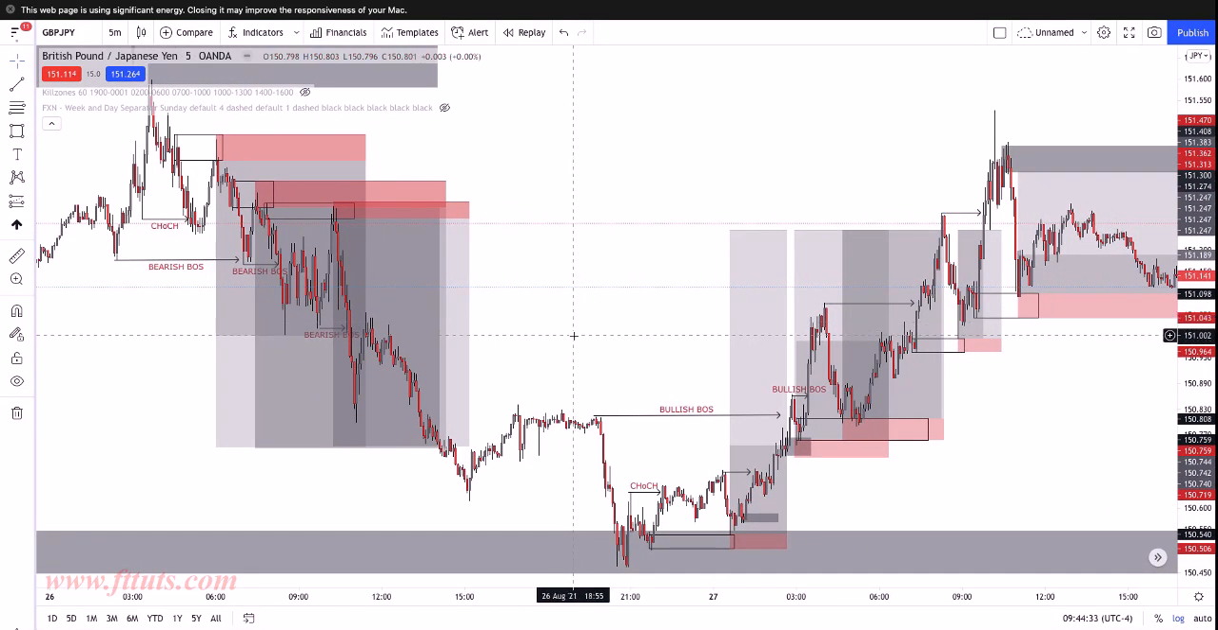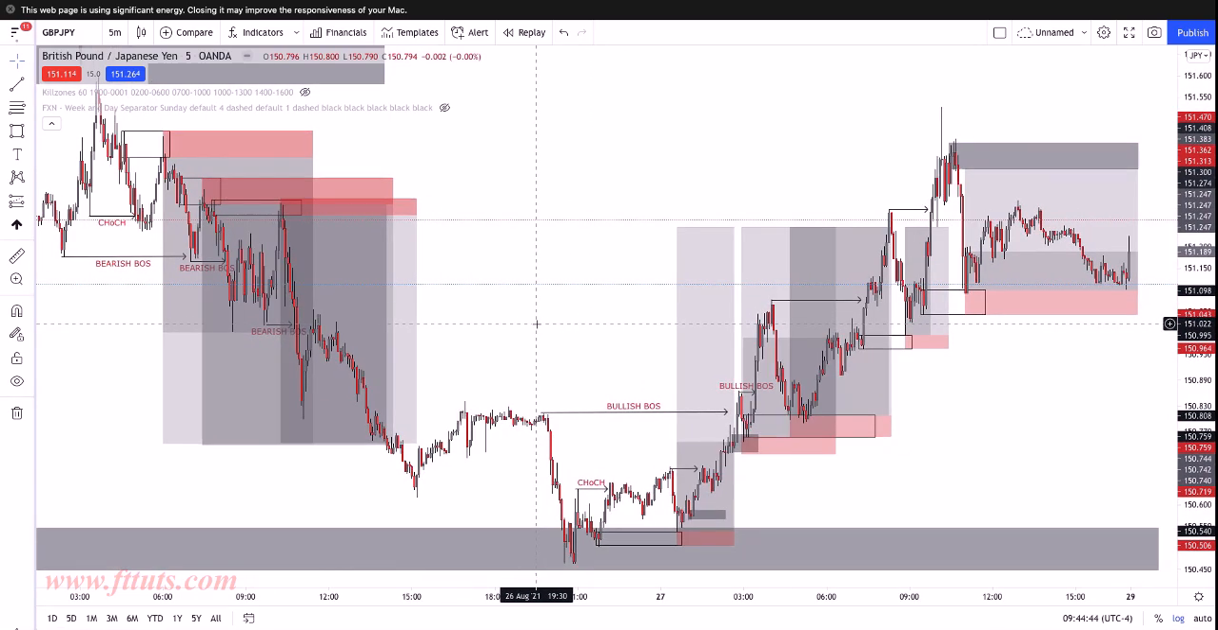You wait for that reaction on the lower time frame. Okay, wait for that change of character. Mark out your new zone. And then you'll go long or short from there, depending on the sentiment that the market is in.